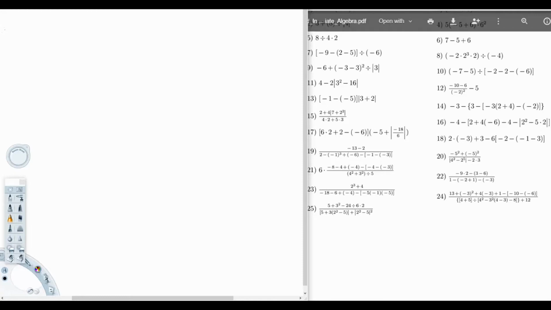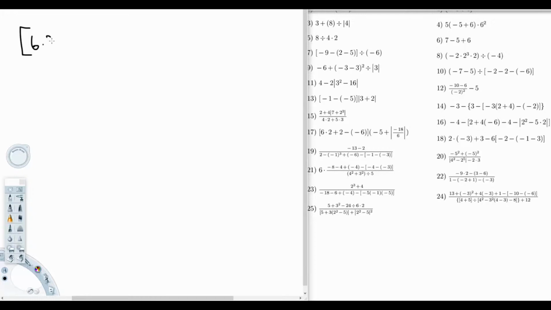Now they have these long problems to confuse us. 6 times 2 plus 2 minus 6. Close bracket. They're really complicated problems. They made a little fraction here to scare us. There. Okay.